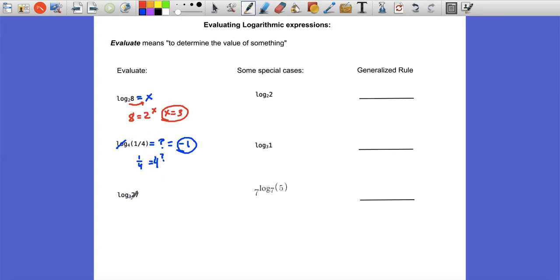Okay, log base 3 of 27. Log base 3 of 27. So again, same thing, we want to know what this is equal to. I'm going to go back to x this time. So we say equals x. Again, you can use any variable you want, it doesn't really matter.